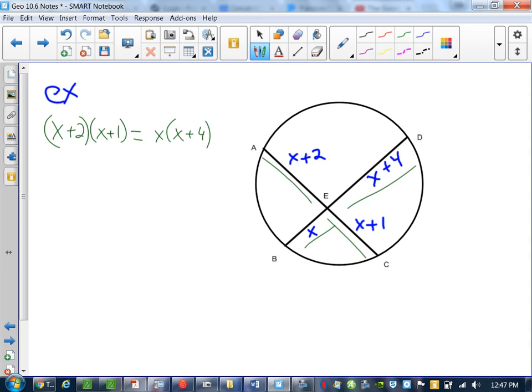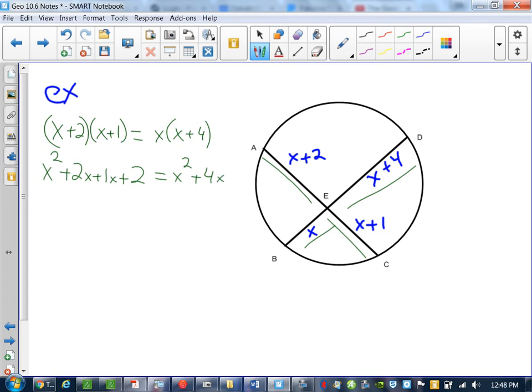Right? So this is where we have to FOIL and distribute. You guys all remember FOIL, right? First, outside, inside, last. Now there's not much of an easier way to do it, unfortunately. So you FOIL that one out. We're going to get x squared, a 2x, a 1x, and a 2. On the other side, when you distribute out your x, you're left with x squared plus 4x.